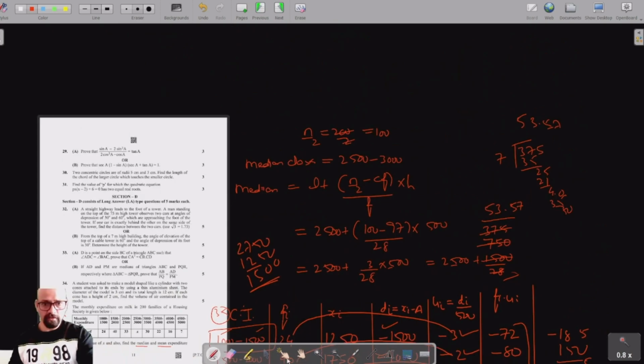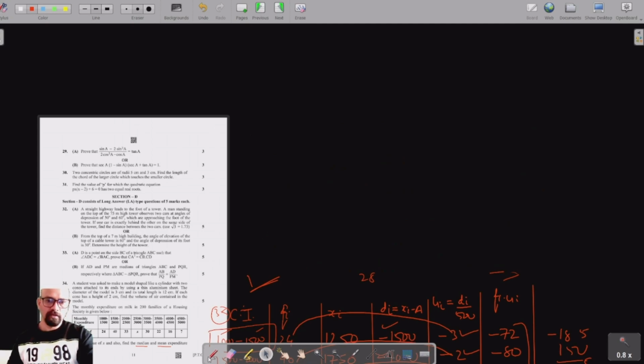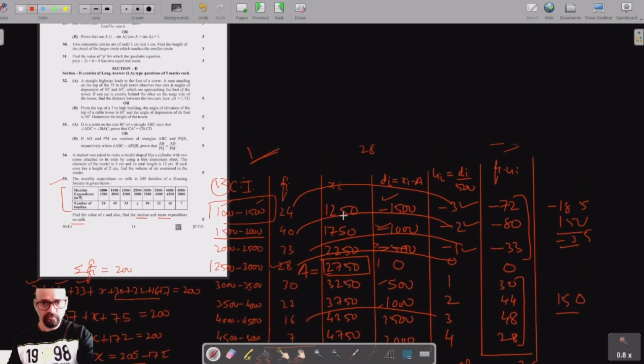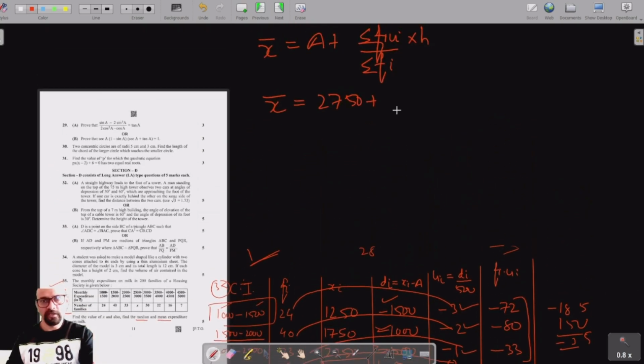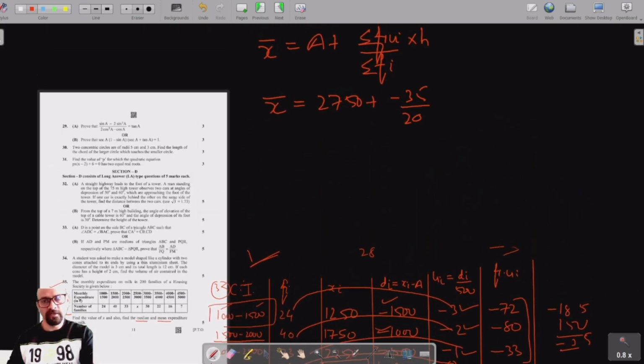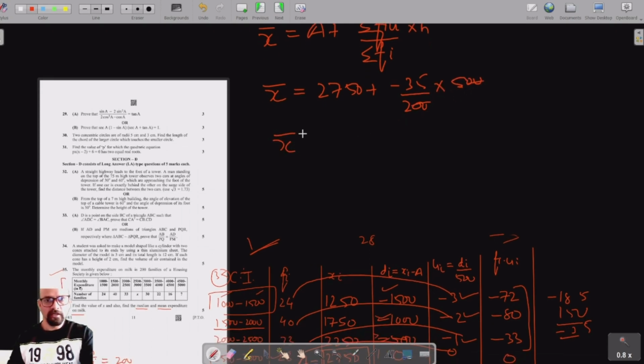And now let's find out the mean. And we have used the step deviation method. So mean is equal to A plus sigma Fi into Ui by sigma Fi into H. So assumed mean was 2750. So 2750. The sigma Fi Ui is negative 35. Sigma Fi is 200. H is 500. So this gets cancelled.